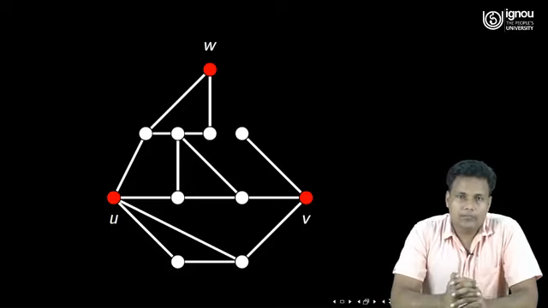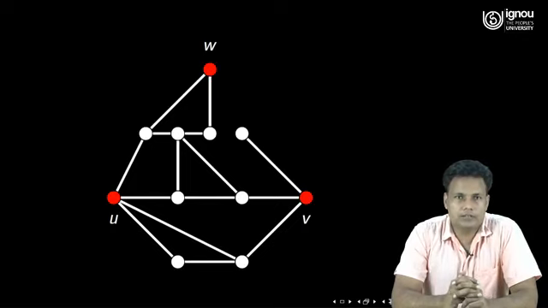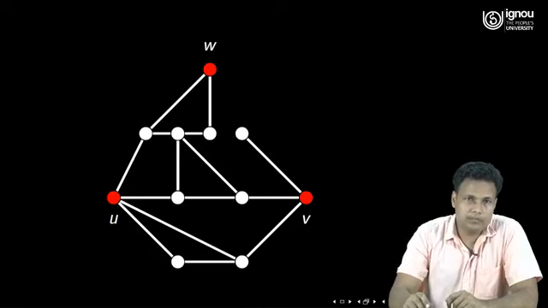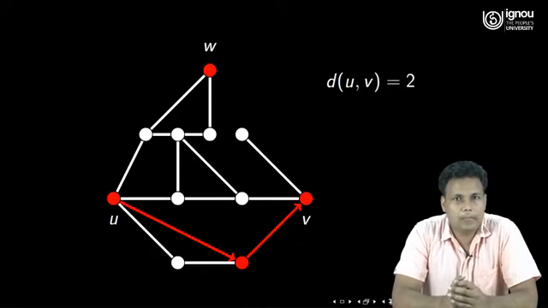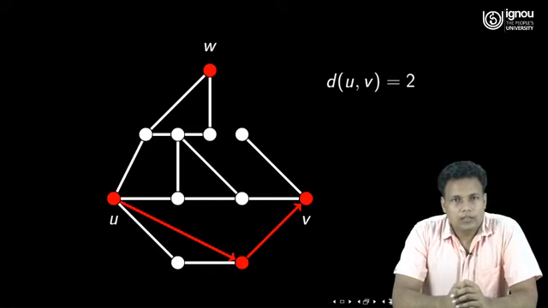Now look at this graph. Just concentrate on the 3 vertices, namely u, v and w. You can see that there are several paths from u to v, and the shortest path is this one shown in red edges. This path has length 2 and hence the distance between u and v is 2.